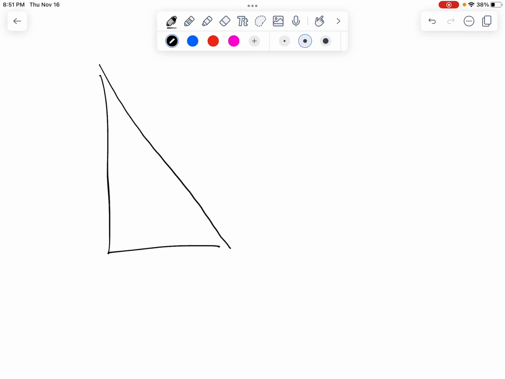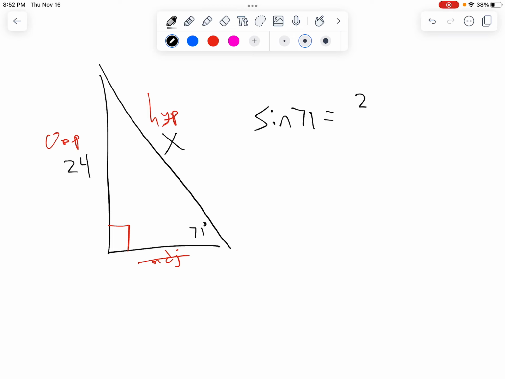Let's say this is x, and this is 24, and this is 71 degrees. Okay, so we're trying to find x here. So again, we label our sides. Because this is the right angle, across from it is our hypotenuse, x. This is our opposite side, and this side is our adjacent, which we don't care about. So the ratio dealing with opposite and hypotenuse, that's our sine ratio. So we write sine of 71 is equal to the opposite over the hypotenuse.